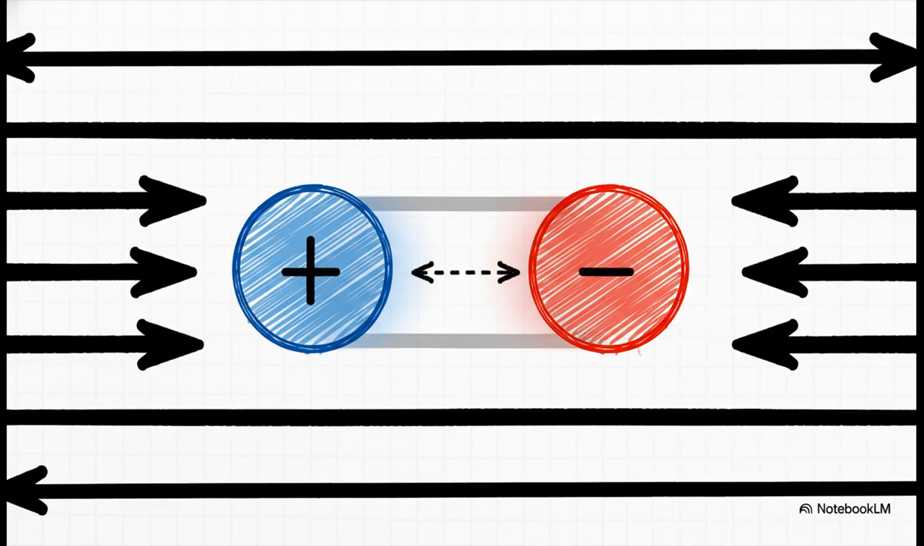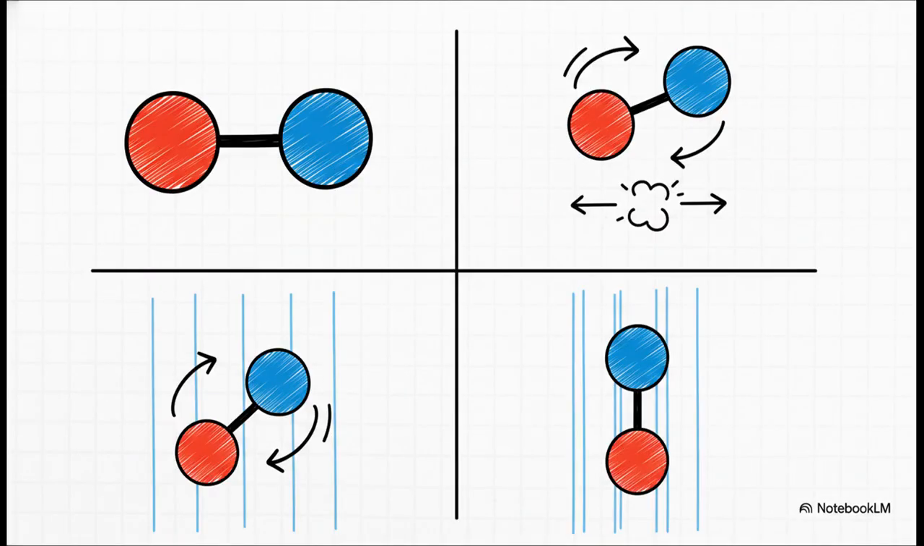How cool is that? All right, let's do a quick recap. What have we learned? 1. Dipoles are just a pair of equal and opposite charges. 2. In an external field, they don't get pushed, they feel a torque, a twist. 3. That twist makes them rotate and line up with the field. And 4, the big one, this alignment creates an opposing field that weakens the total electric field in its vicinity.